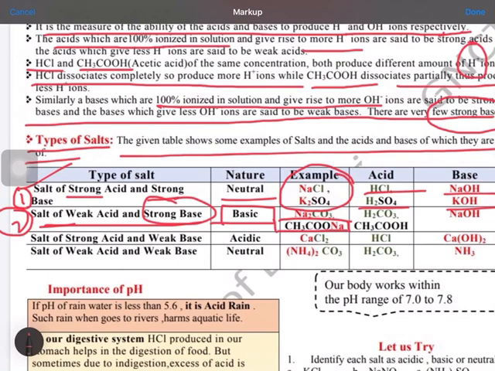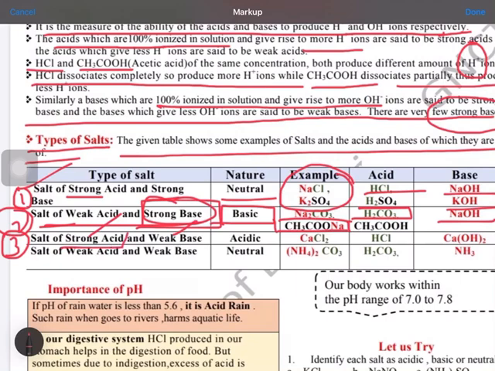So in this case, you can say sodium carbonate, H2CO3 is a weak acid and NaOH is a strong base. Likewise, acetic acid is a weak acid, and you can take the same base, NaOH. So we are on the base side, we are having the strong base, so that's why the nature of the salt is basic.